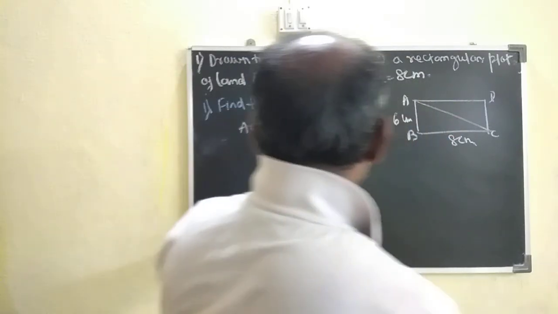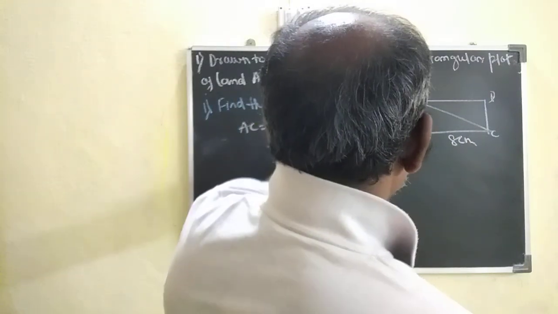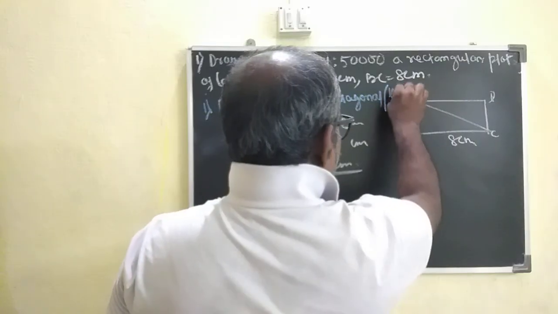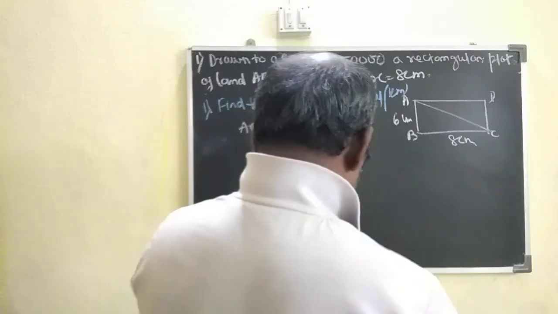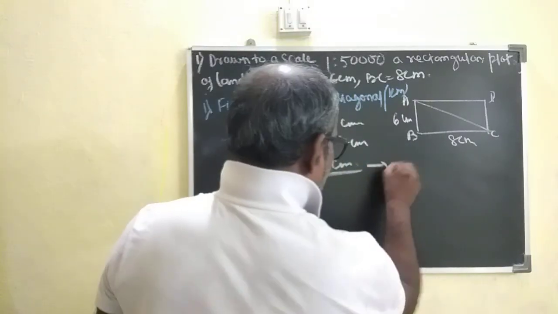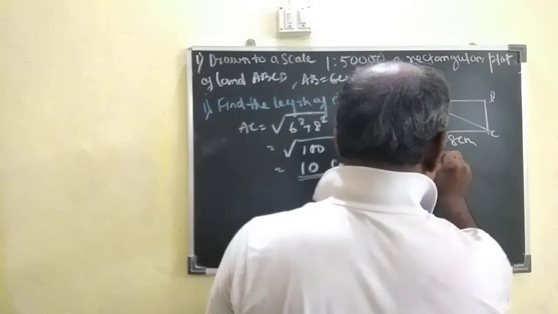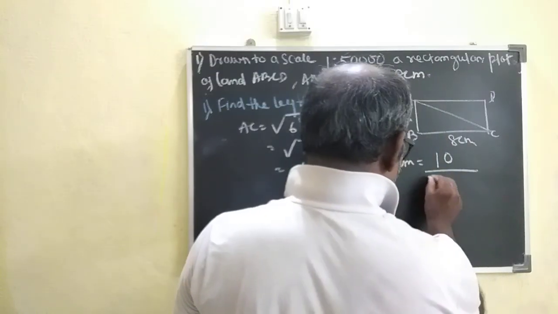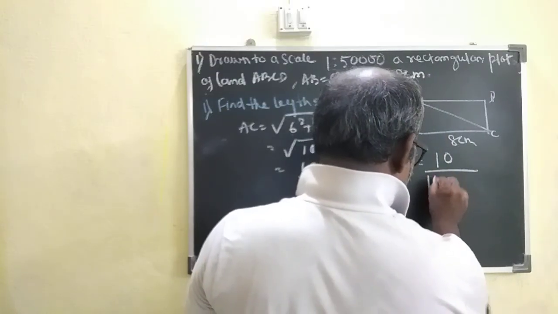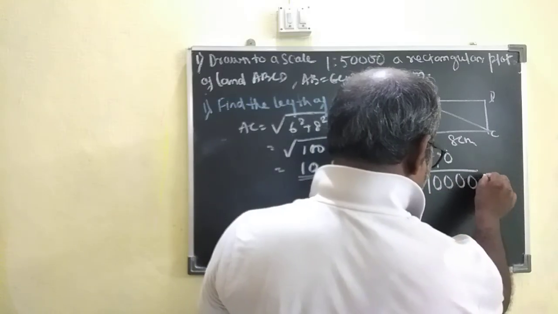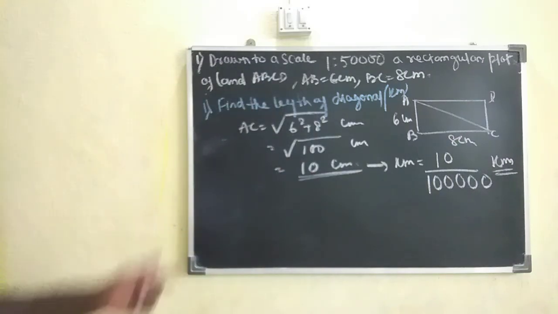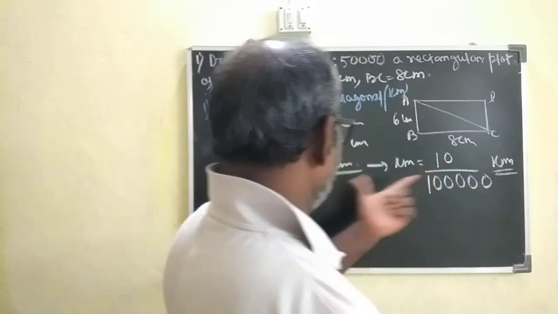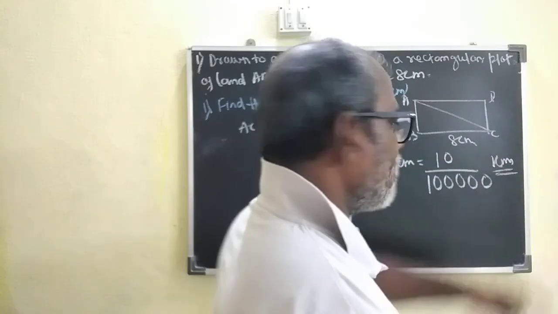Now on the map we know that AC equals 10 centimeter, but they have asked to find the length of the diagonal in kilometer. Okay, we have to change it into kilometer. Now the 10 centimeter should be changed to kilometer: centimeter, decimeter, meter, decameter, hectometer, kilometer. So we can write this much as kilometer. So the map diagonal we got in kilometer.